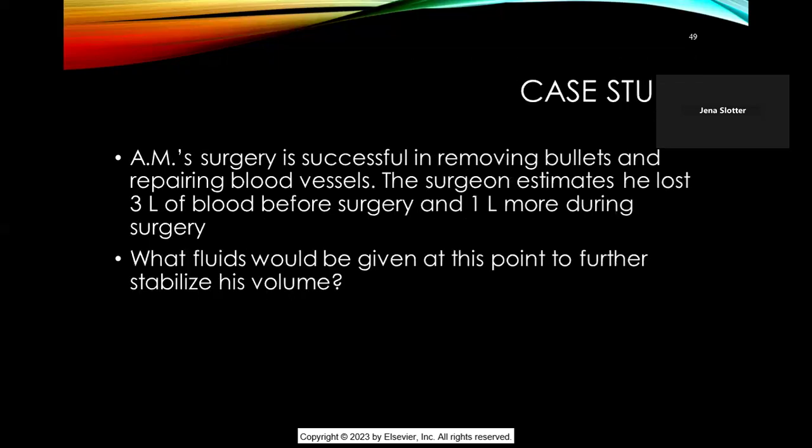So back to our friend with the gunshot wound. He had surgery, they took out the bullets, repaired some blood vessels. The surgeon estimated he lost 3 liters of blood before surgery. So what fluids would we give to stabilize his blood volume? Like we talked about, probably the LR or the normal saline, going at a 3-to-1 ratio.